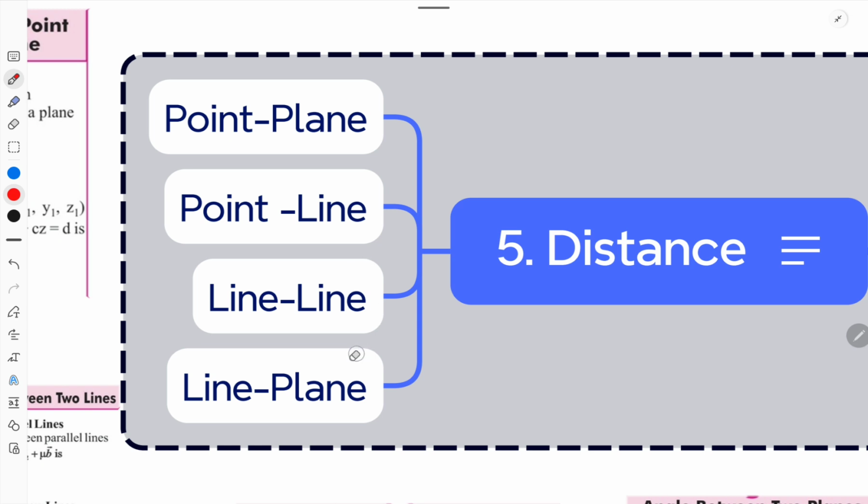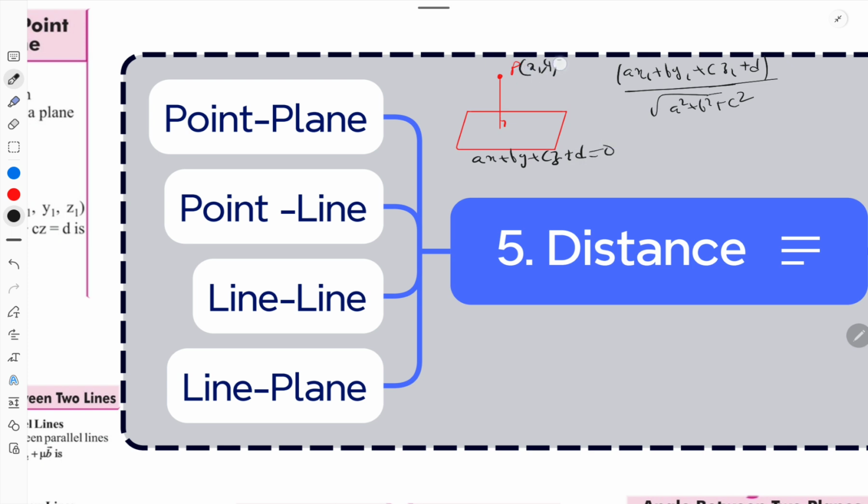What are the things they may talk about a point and a plane? They may talk about the distance from a point to a plane. The formula is modulus of (ax1 plus by1 plus cz1 plus d) by root over (a square plus b square plus c square), where the equation of the plane is ax plus by plus cz plus d equal to 0, and the coordinates of the point are x1, y1, z1.